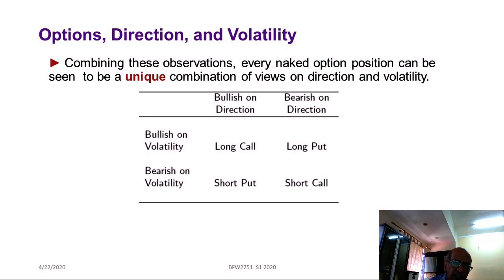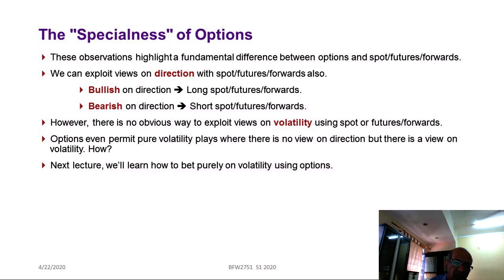Okay, direction and volatility. Combining these observations, every naked options position can be seen to be a unique combination of these views. Bullish on volatility and bullish on direction means you go for a long call. Bearish on direction means you go for a long put. Bullish on direction, bearish on volatility, you go for a short put. Bearish on direction, you go for a short call. Okay, these are the combinations.